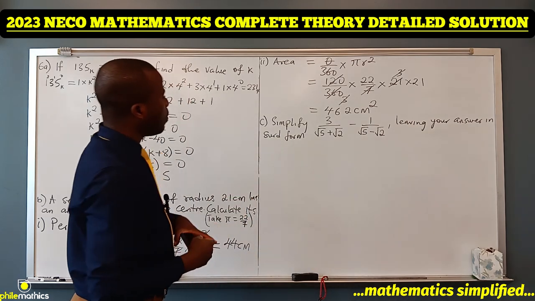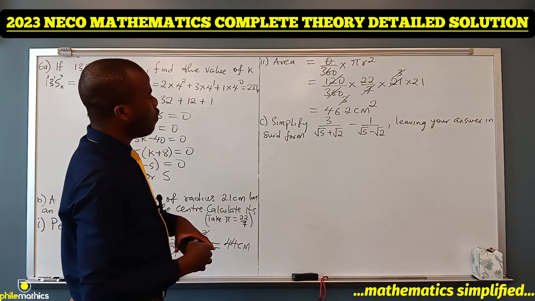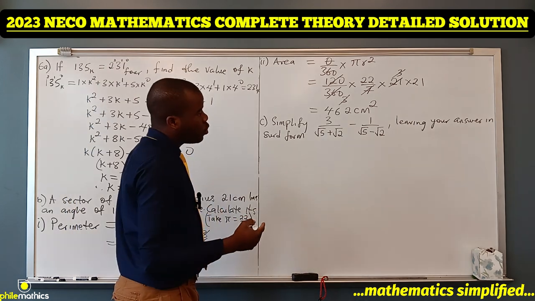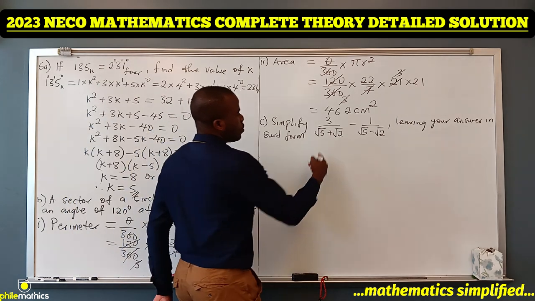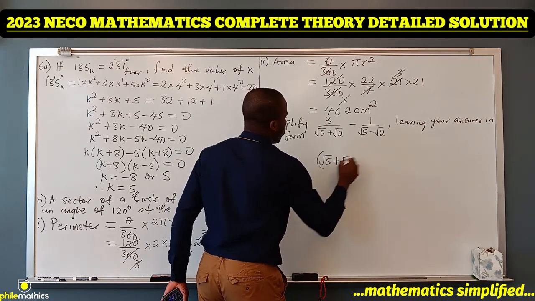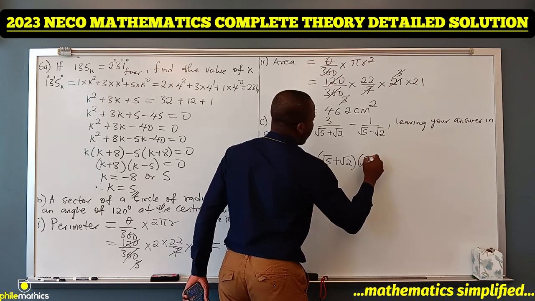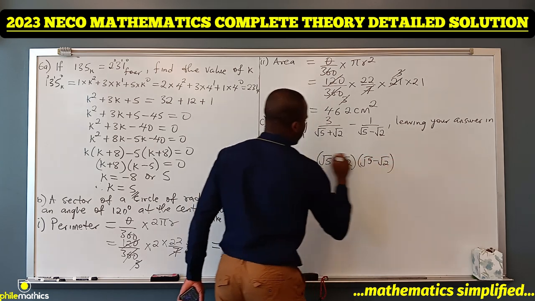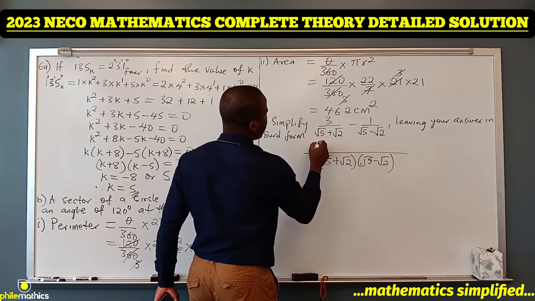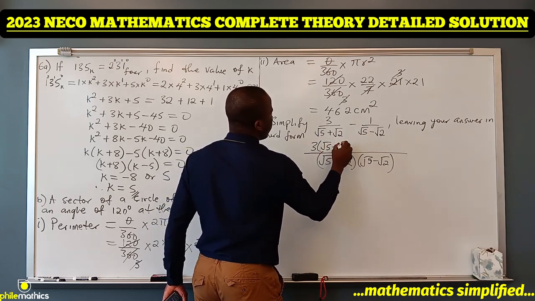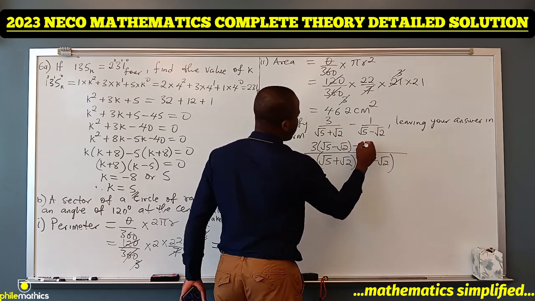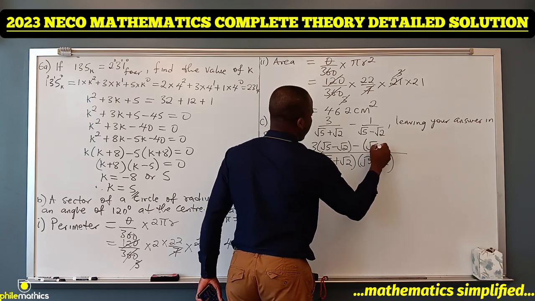C says simplify 3 over root 5 plus root 2, minus 1 over root 5 minus root 2. We do it as normal algebraic simplification. The LCM is root 5 plus root 2 multiplying root 5 minus root 2. If this goes into this, we're left with this. Multiply this. This is 3 times root 5 minus root 2, minus, if this goes into this, we are left with this. Multiply this. We have root 5 plus root 2.